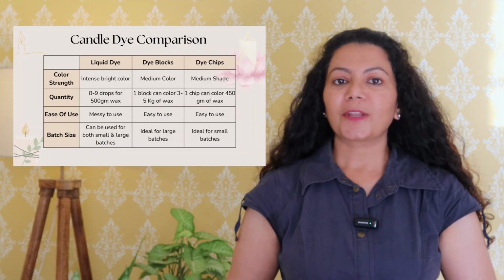Do check it out. Now some other colorants like mica, pigment oxides, crayons and food coloring cannot be used to color your candles as they don't completely dissolve into the wax. The undissolved particles can clog the wick, which in turn becomes self-extinguishing.